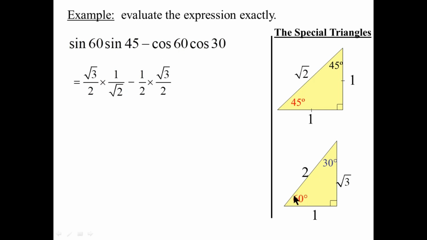Subtract cos of 60, referencing this one, 1/2, times cos of 30. There's 30, the cosine, adjacent over hypotenuse, root 3 over 2. And there it is. There's the expression evaluated exactly, but it does need to be tidied up.